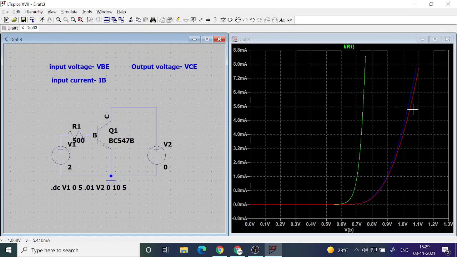So this is called the input characteristics of an NPN transistor in common emitter configuration. You are able to understand everything which I am saying. There is common emitter configuration, there is input characteristics, which is a plot of input current versus input voltage, keeping the output voltage constant. This is what is called input characteristics, and it is more or less a diode characteristics.